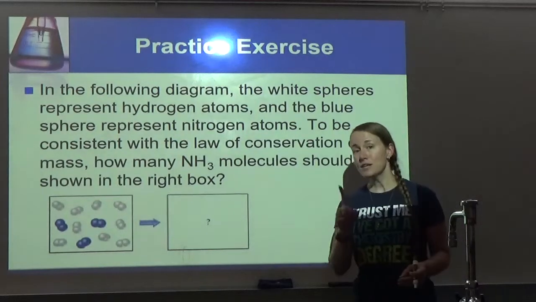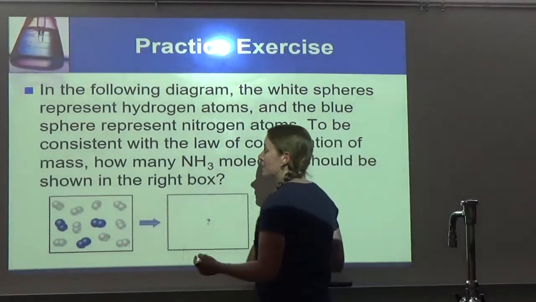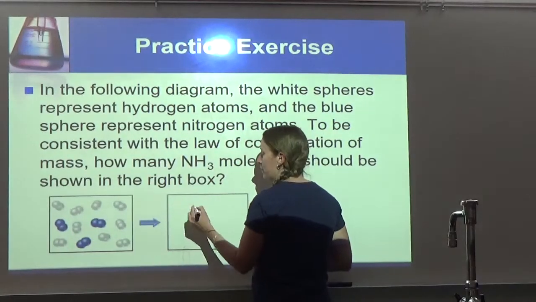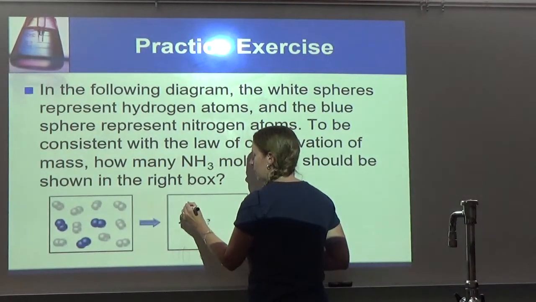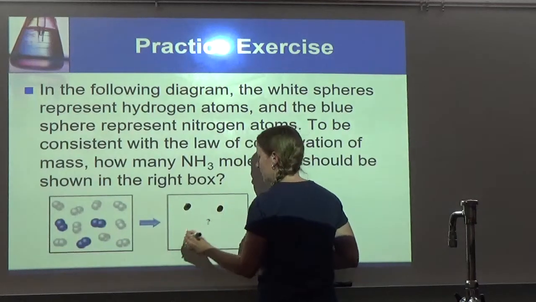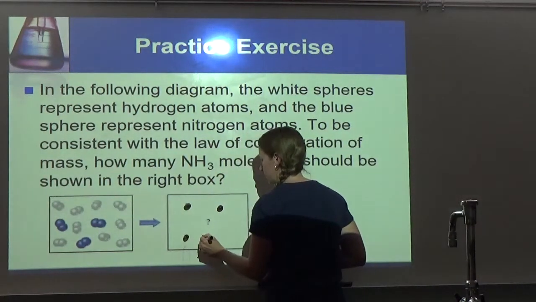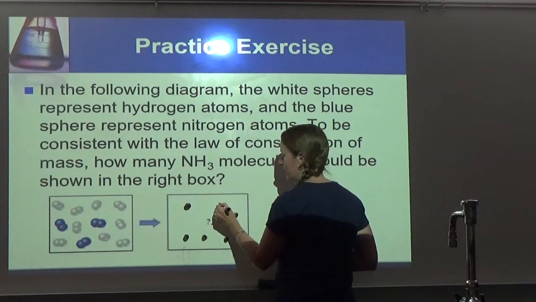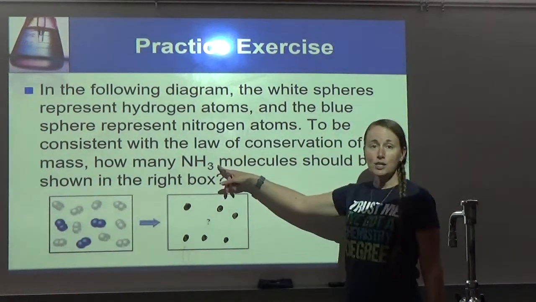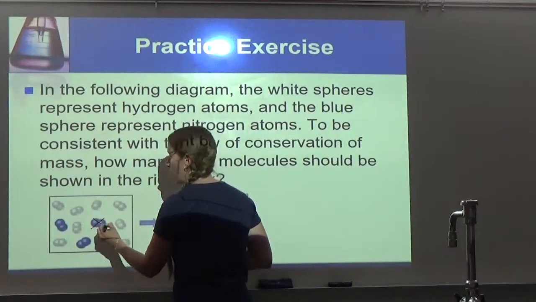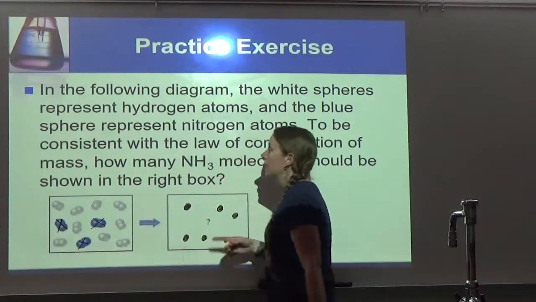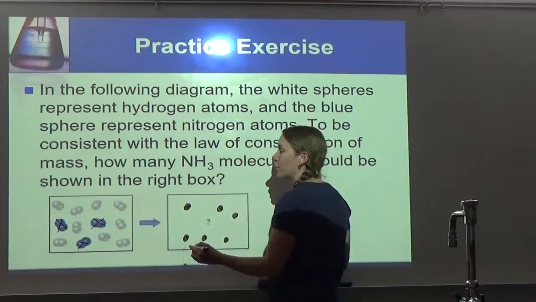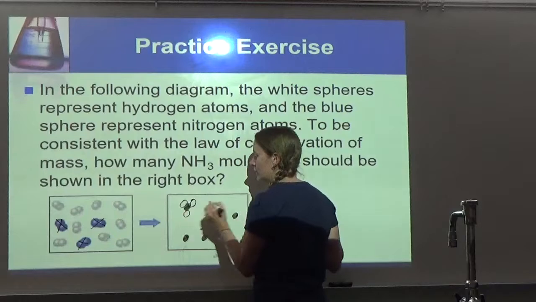All right, and don't forget to be trying some of these on your own. All right, so I can see I have 6 nitrogen atoms. Okay, so I'll just make my nitrogens black. So I have 6 nitrogen atoms. And I'll keep my hydrogens white. All right, I'm trying to make NH3. Okay, so see, I've used up all my nitrogen atoms. So I'm making NH3. So that means for every one of these, I'm going to have 3 hydrogens. So I'll just do like that.